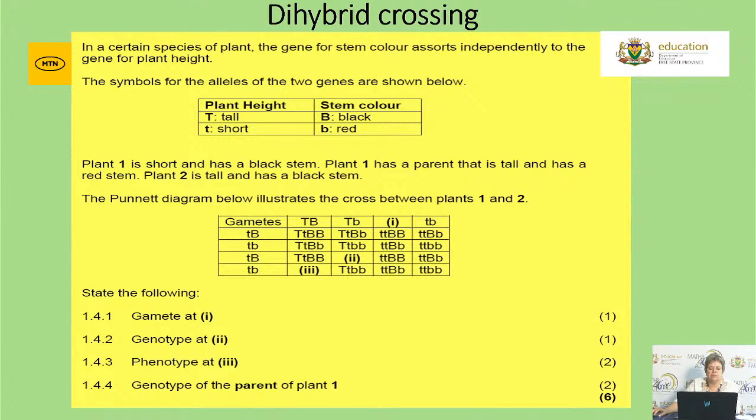You don't have to be able to do a dihybrid crossing, but I can give you a dihybrid crossing like in this example, and I can ask you to write down the gametes of one, or write down the genotype of two, etc. So read carefully what they ask in a dihybrid crossing.